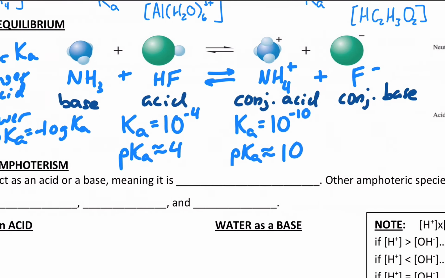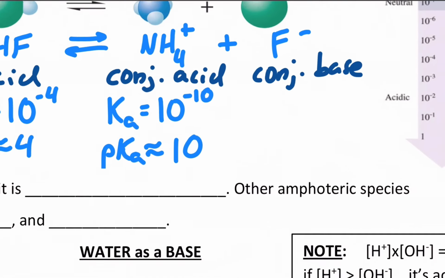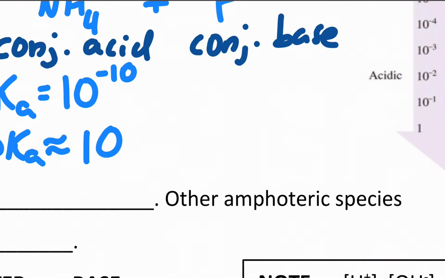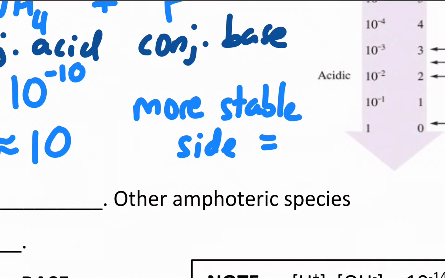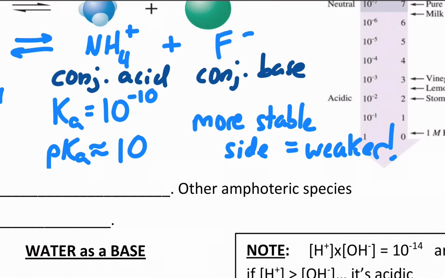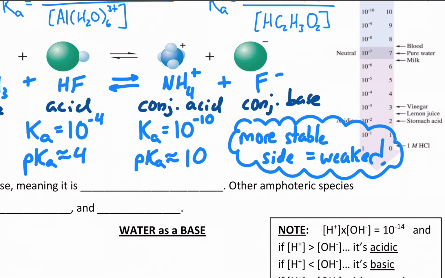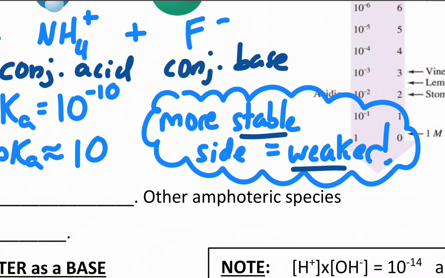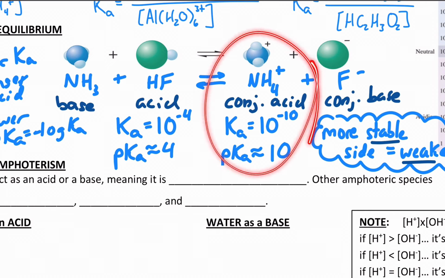But what nature really cares about is whichever side leads to the more stable side. And the more stable side is weaker. The weak shall inherit the earth, because weak things are not reactive, aka they are stable. So stable is another way of saying weak in chemistry terms. So that means I'm going to lie very much toward the weaker side of this reaction.